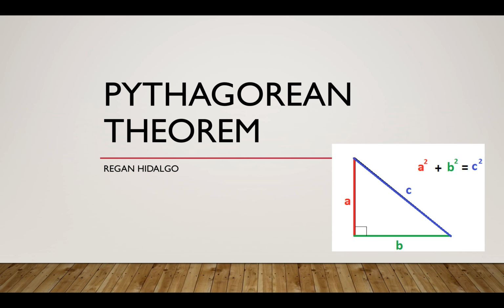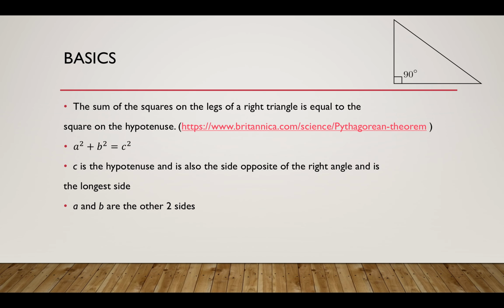Alrighty, so the problem, or in this case, theorem that I chose to focus on for this project was the Pythagorean theorem. So the basics of the Pythagorean theorem. I got this definition from the Britannica Encyclopedia website that states that the sum of the squares on the legs of a right triangle is equal to the square on the hypotenuse.